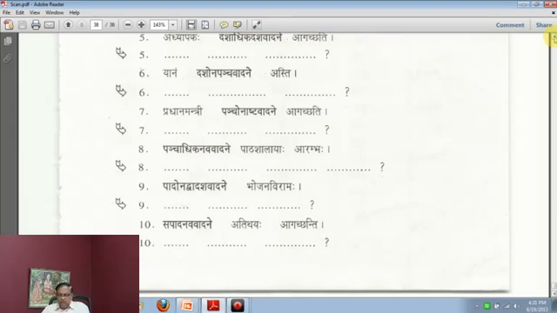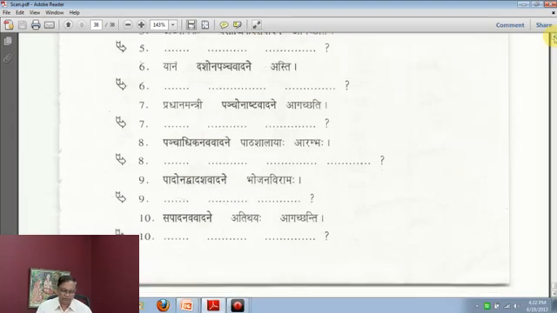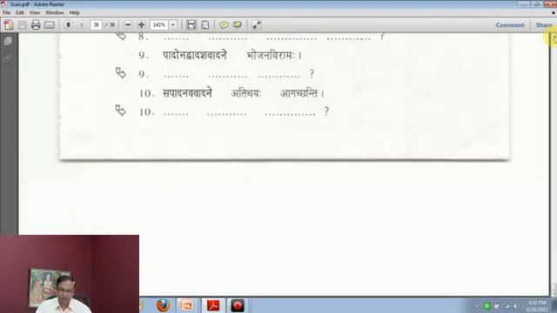Then the last one in this page. Sapada navavadane atithayah agachanti. Meaning guests come at what time? 9:15. Guests come at 9:15. Kada atithayah agachanti? When do the guests come? Atithayah sapada navavadane agachanti. So this is how you learn the time. A lot of practice is devoted by this book in several pages of time learning.